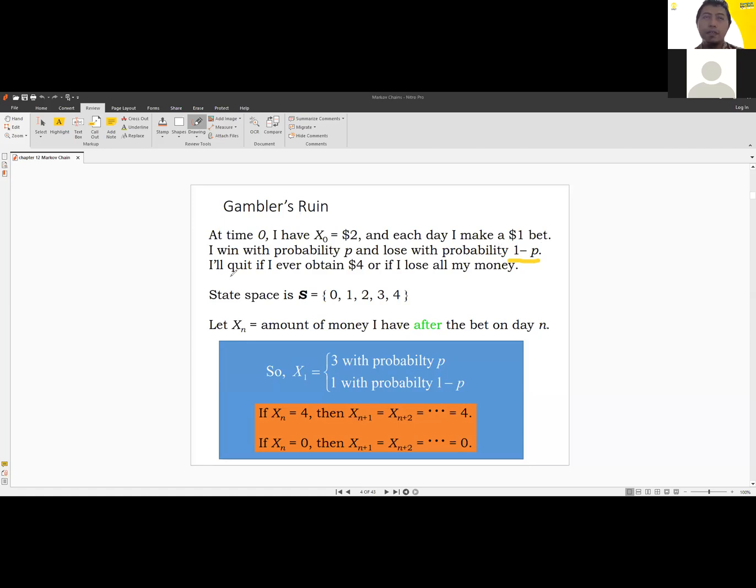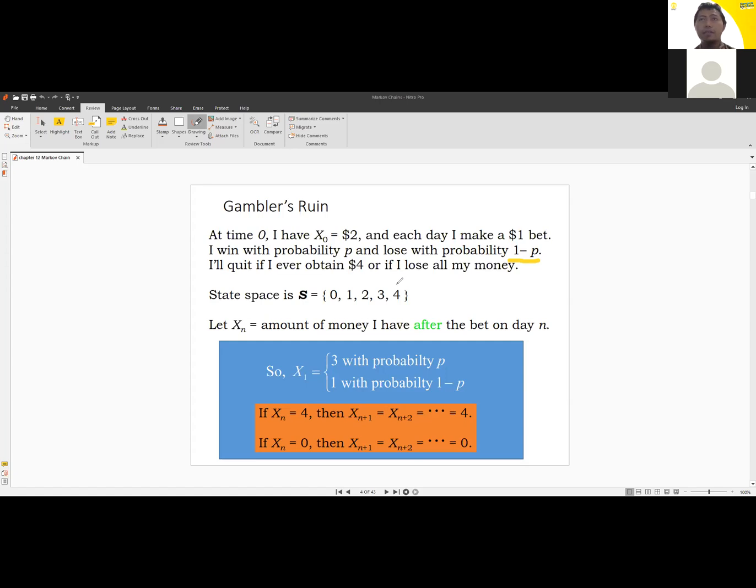And then I will quit if I obtain $4 or if I lose all my money. Of course, if I don't have money, I cannot play the game again. But I think $4 is enough for me, something like that.